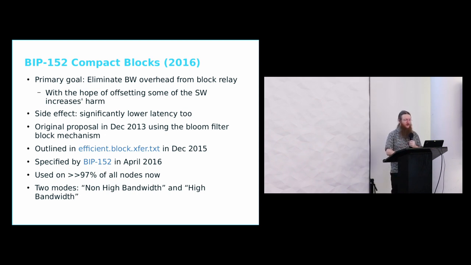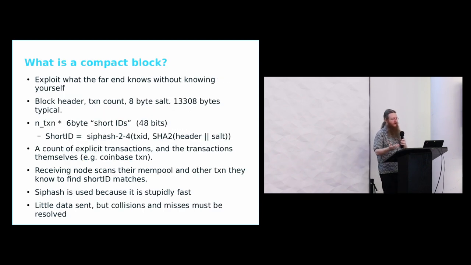So compact blocks has two modes, non-high bandwidth and high bandwidth. So what's a compact block? The idea behind a compact block is we want to exploit that the far end, the remote party, knows stuff, but we don't know what they know. So what a compact block does is it sends a block header, transaction count, a nonce that I'll talk about in a minute, and then it sends a long sequence of short IDs. They're 6 bytes each, and it sends one for every transaction in the block. And a short ID is a hash of the transaction ID and the salt, effectively.